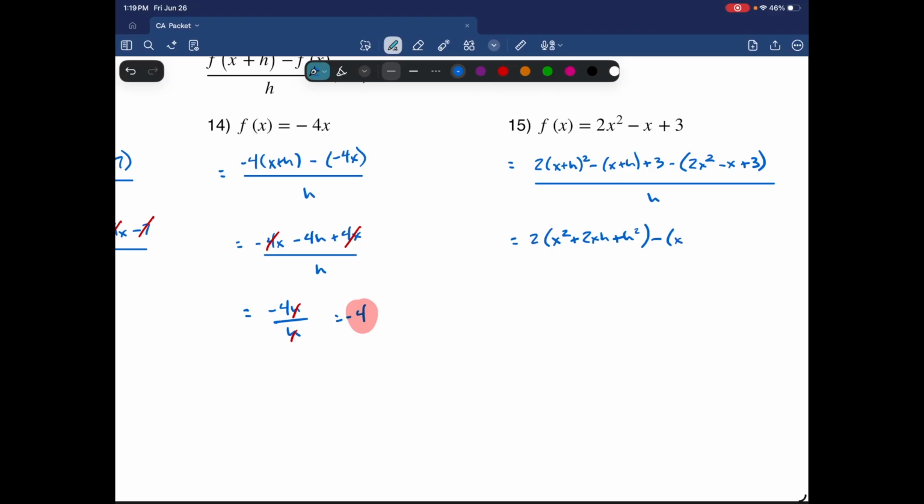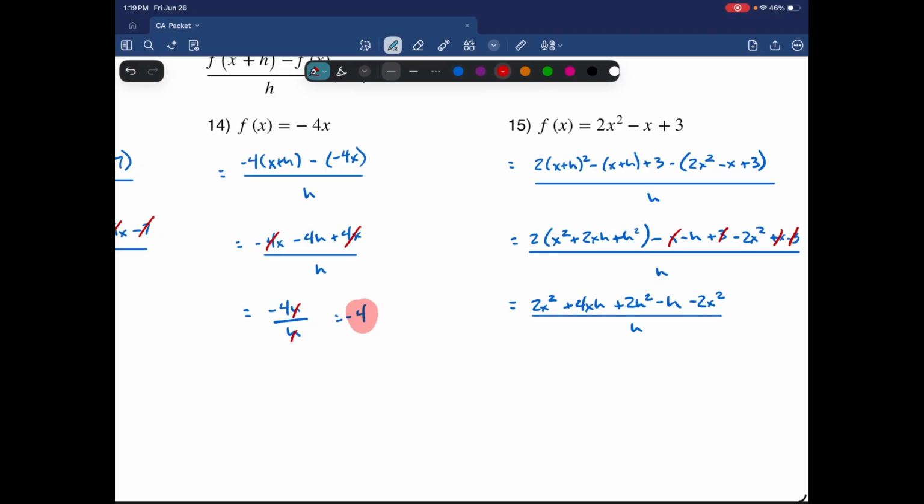Then minus x plus h, which is minus x minus h, plus 3, minus 2x squared plus x minus 3. Now I have to distribute that too, but there are already things I can get rid of. I have a plus 3 and a minus 3, and a plus x and a minus x, so I don't have to carry those through. That would be 2x squared plus 4xh plus 2h squared minus h minus 2x squared, all over h.